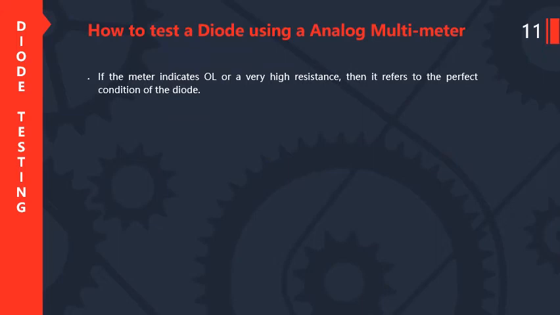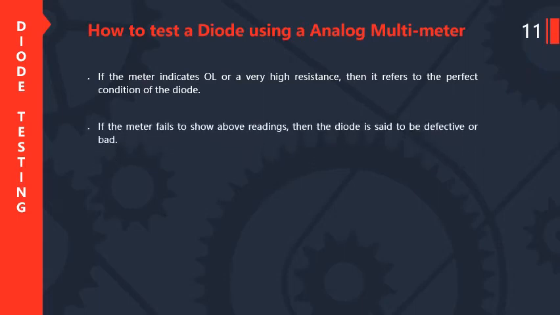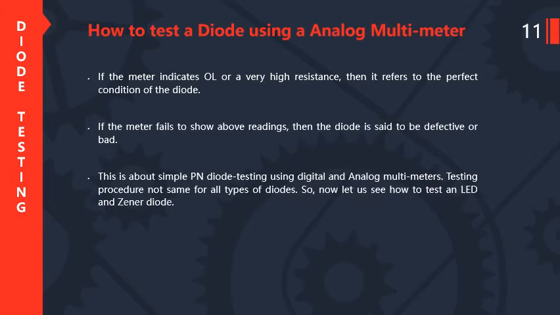If the meter indicates OL or a very high resistance, then it refers to the perfect condition of the diode. If the meter fails to show the above readings, then the diode is said to be defective or bad. This is about simple PN junction diode testing using digital and analog multimeter. The testing procedure is not the same for all types of diode.